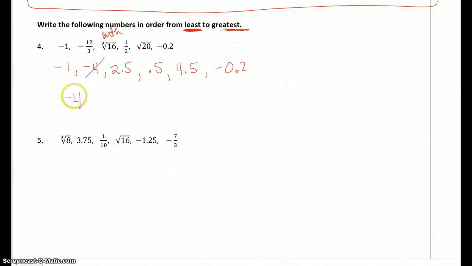But actually, you know what? I'm not going to write that as negative 4. What I'm going to write that as is negative 12 over 3 because that's what they gave us. The next largest negative is negative 1. Then negative 0.2.